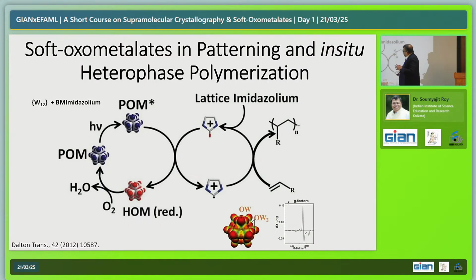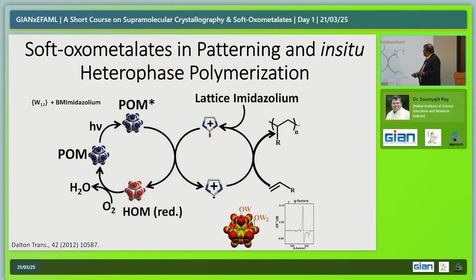Then we thought, okay, it's fine. Can we take up some more challenging reactions? Now, what is a little bit more challenging reaction? We thought, can we do polymerization with these types of systems? This was work done by one of my earlier undergraduate students, Atharva Sahasrabuddhe, who is now at MIT. So he did this reaction, and he took the polyoxometalate and shined light onto this.